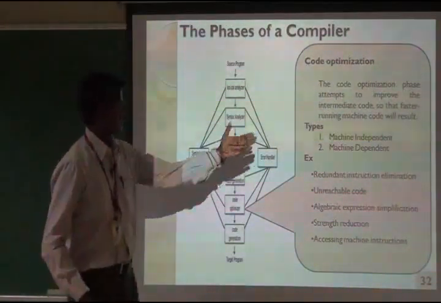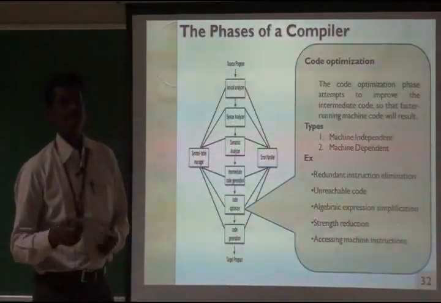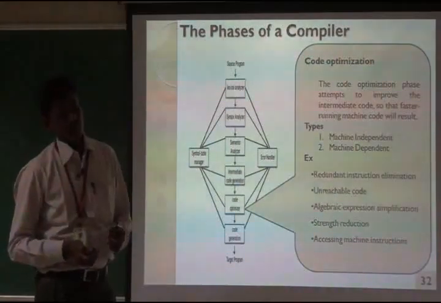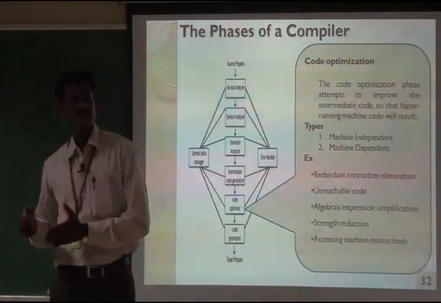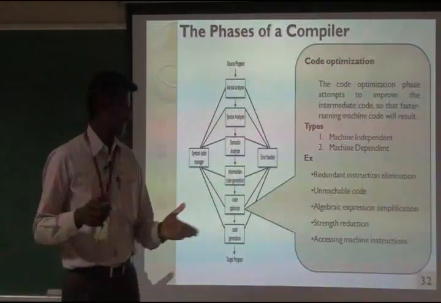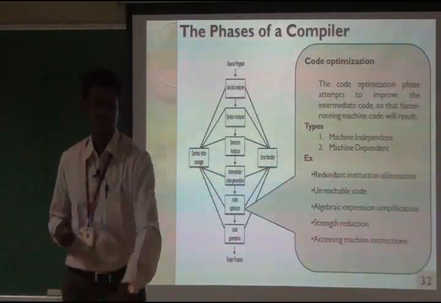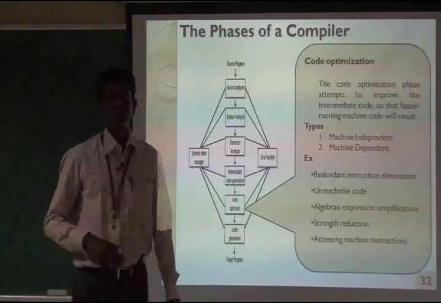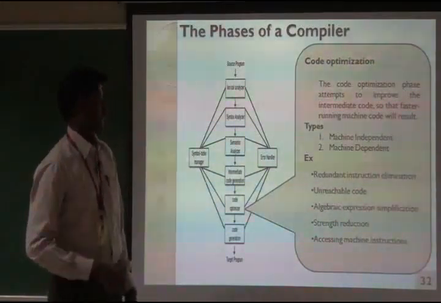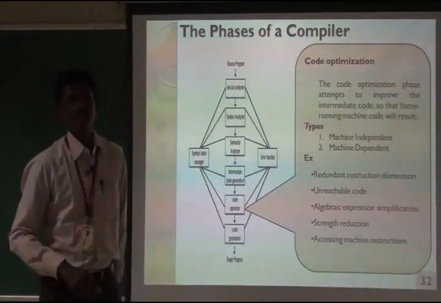There are two types of optimization: machine independent as well as machine dependent. Machine independent means the compiler does some optimization without considering the machine instruction, whereas the second one does the optimization only based on the machine. Some of the common optimization techniques: redundant instruction elimination, right?